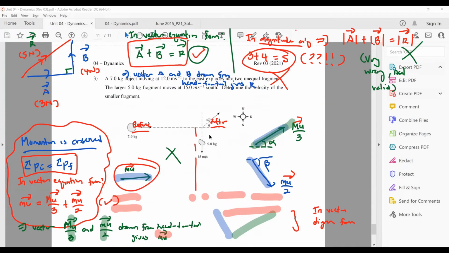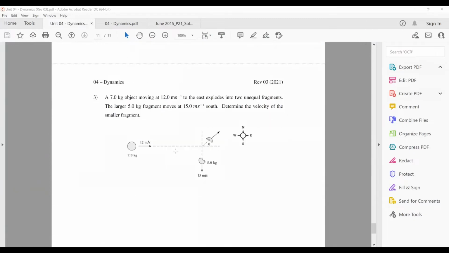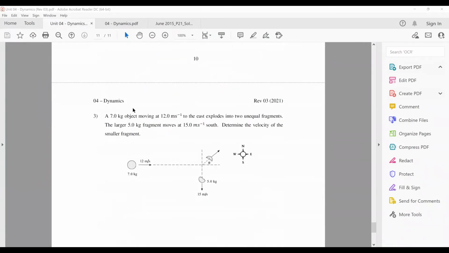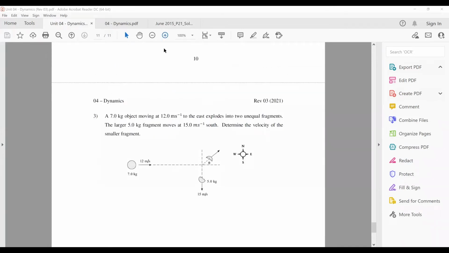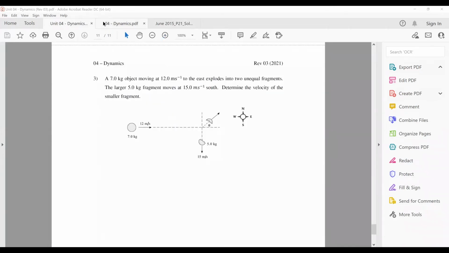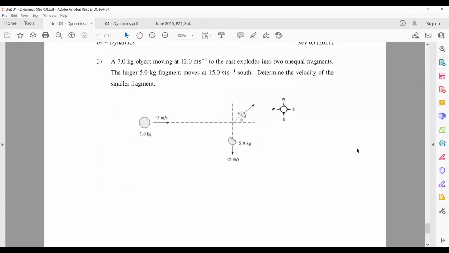So we just do one question and then another 2 or 3 before you can end this lesson. Okay, if you look at page 11, we did not do one last question there. You have a 7 kg object that is moving at 12 meters per second to the east that explodes into 2 unequal fragments. The larger 5 kg fragment moves 15 meters per second to the south. Determine the velocity of the smaller fragment.